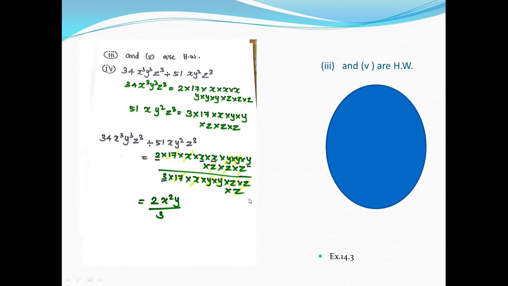Number 3 and 5 are your homework. Let us do the fourth one.